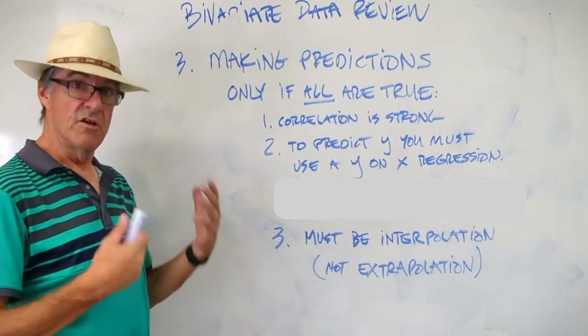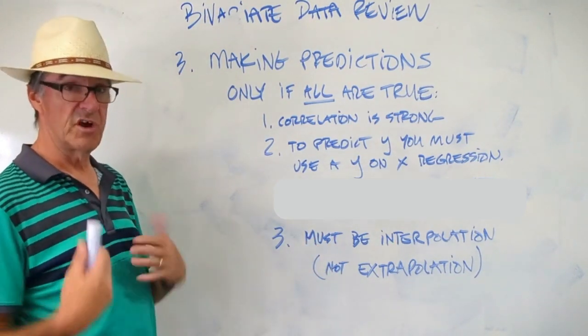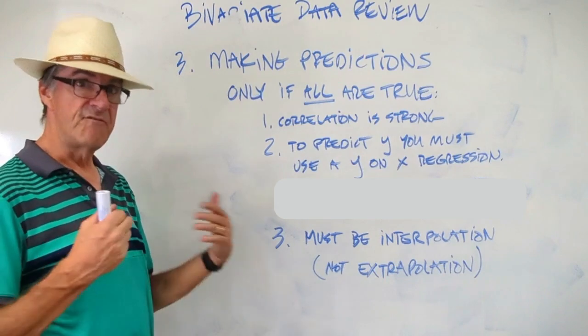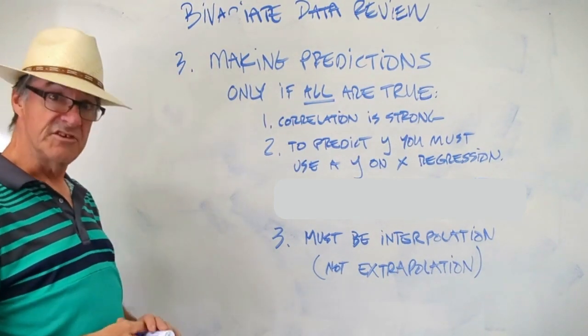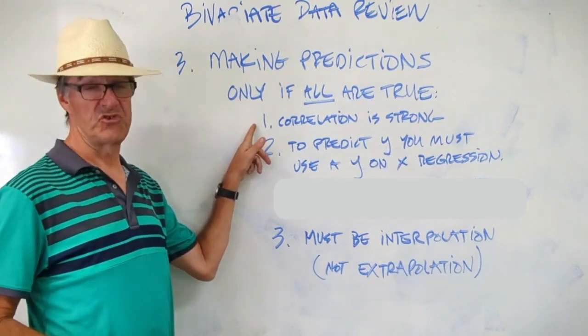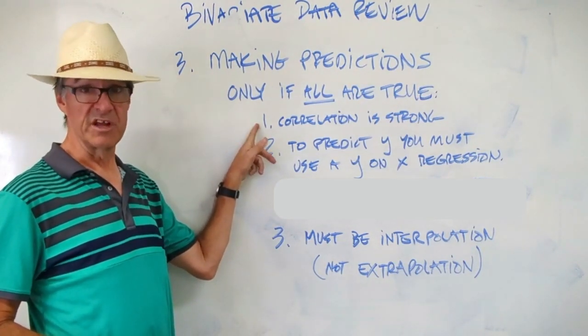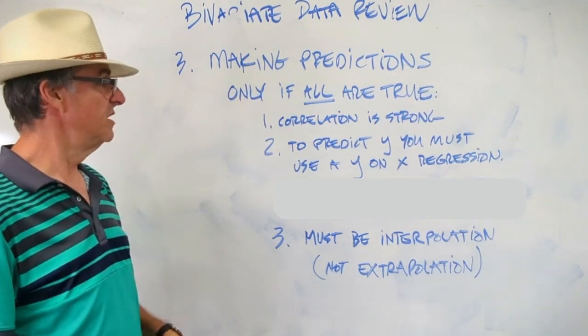Finally, we've done those first two things. Either we made our regression equation manually or we used our calculator to do that. Now the final outcome is that we want to use this to make predictions. And so there are some conditions necessary for us to do that. The first one is we need a strong correlation to make a prediction. No moderates, no weaks, no very weaks. It's got to be a strong correlation.